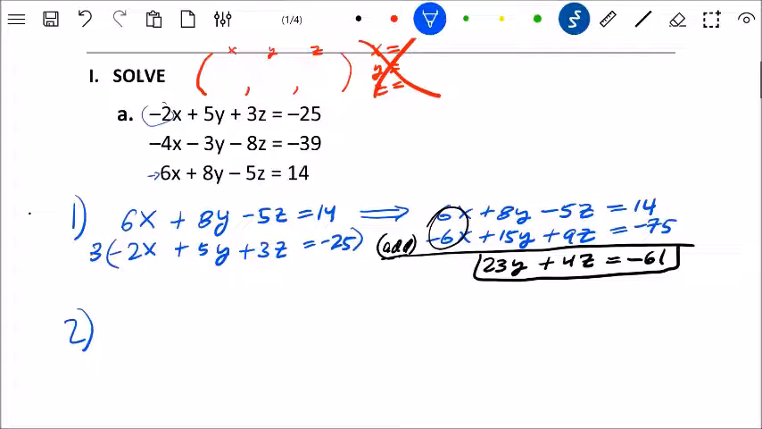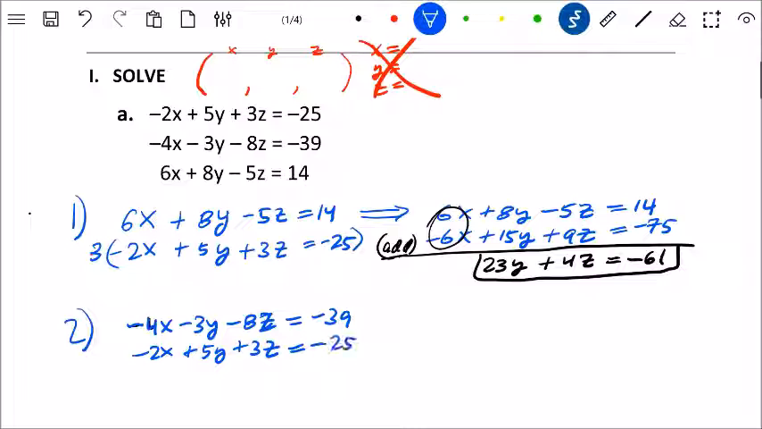So we'll look back at these x's and this time do something a little different. We will turn the -2x into a -4x. So I'm going to put the -4x minus 3y minus 8z equals -39. And underneath it, the -2x plus 5y plus 3z equals -25. And this one I'll multiply by 2.